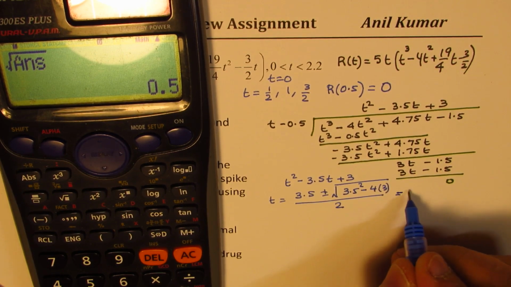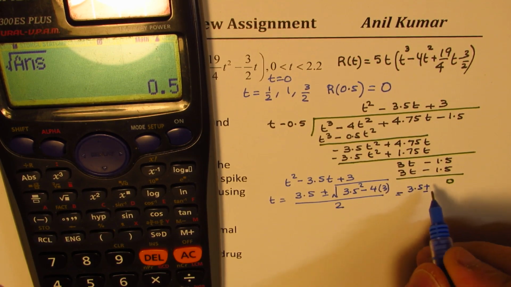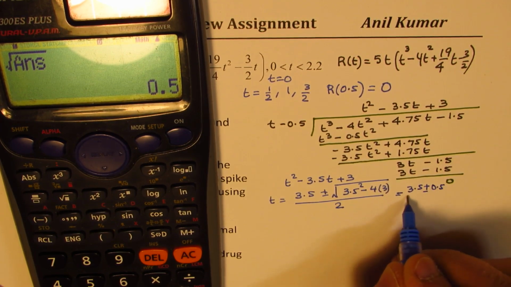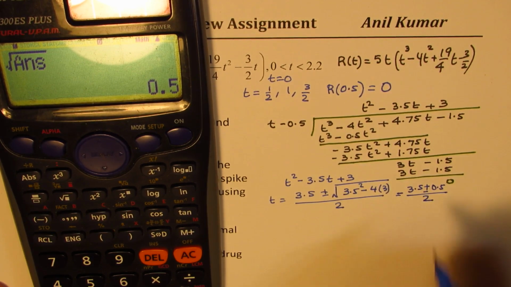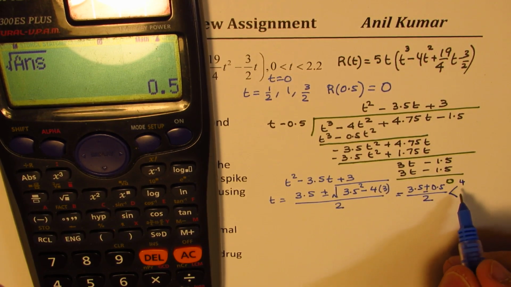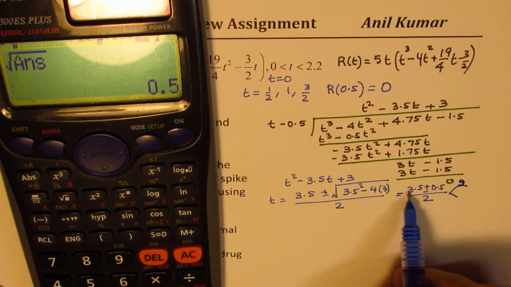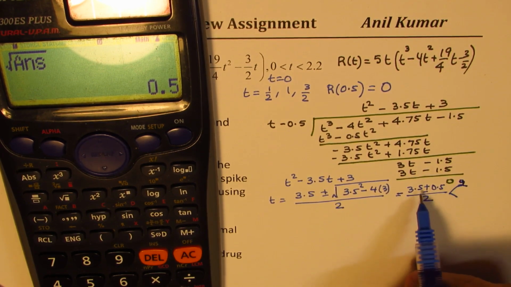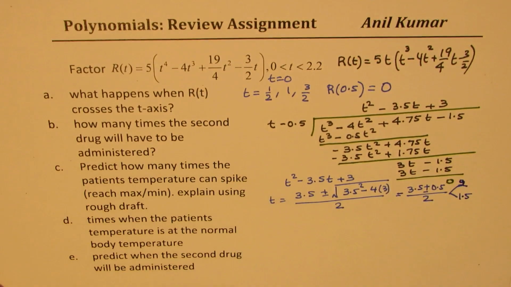So we get here 3.5 plus minus 0.5 divided by 2, right? So that gives you two other values, both positive. If you add this, you get 4 divided by 2, so 2. And if you take away, you get 1.5. So there are two other roots.